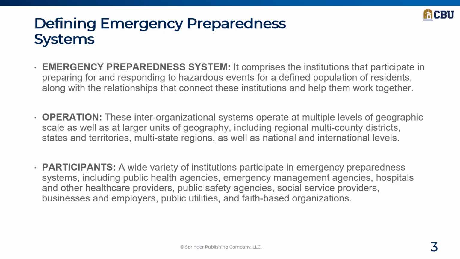So, what is an emergency preparedness system? An emergency preparedness system includes all of the institutions involved in preparing for and responding to hazardous events for a defined population, along with the relationships that allow those institutions to work together. These systems operate across multiple geographic levels, starting locally at the city or county level and extending to regional, state, territorial, national, and even international scales.